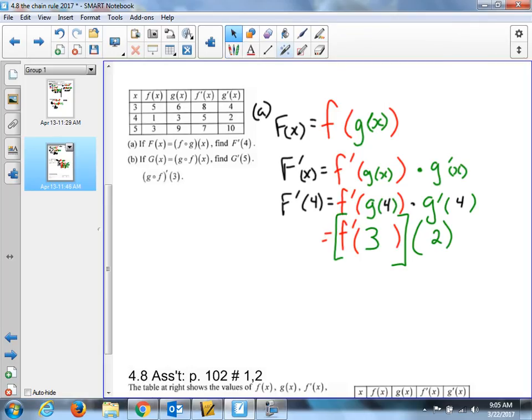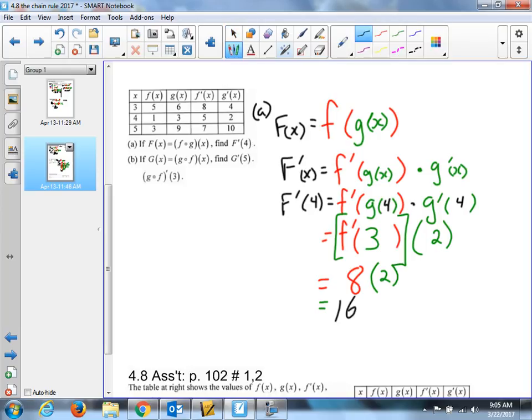Now, I want to make it clear that you can't multiply 2 and 3, right? That's still inside the function, the 3. So now I look up what's f prime of 3, and it's 8. So this is 8 times 2, 16 overall. You guys follow that? I think so. I think you do.